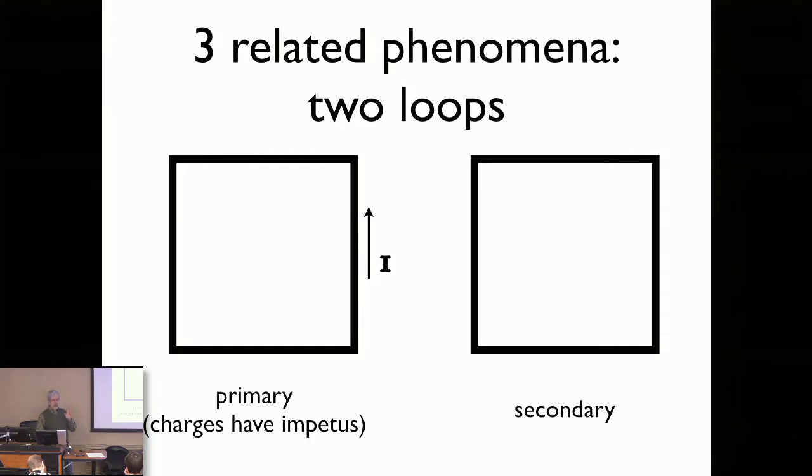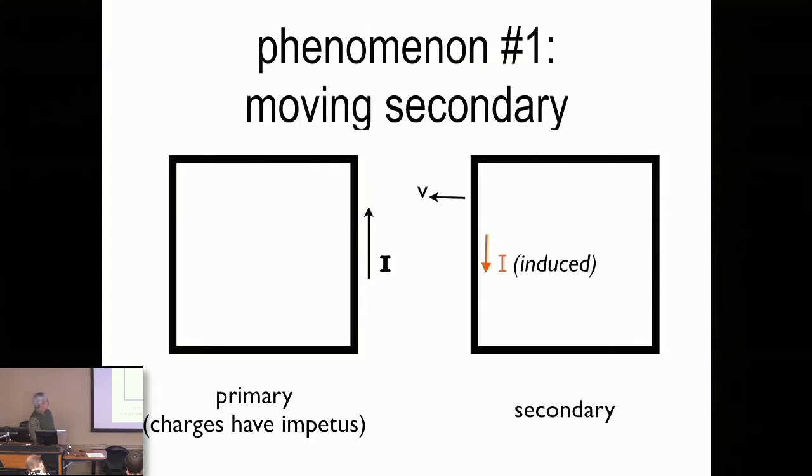Okay, so remember the three things I said. Move the secondary towards the primary, or away. Move the secondary, move the primary, or change the current in the primary. Any of those three things will cause current in the secondary. So let's suppose we push the secondary towards the primary. A current will flow in the secondary such that, in this case, if the current flowing in the primary is counterclockwise, the current flowing in the secondary will be counterclockwise.